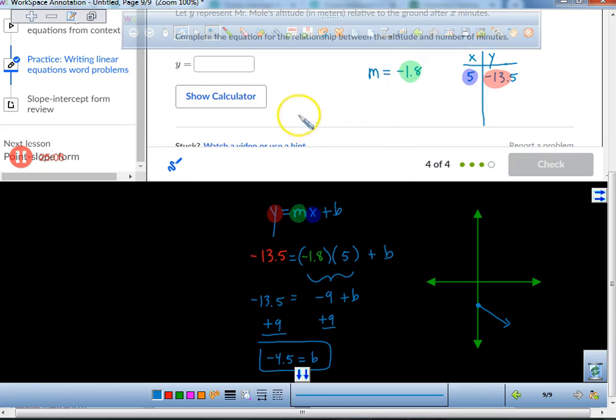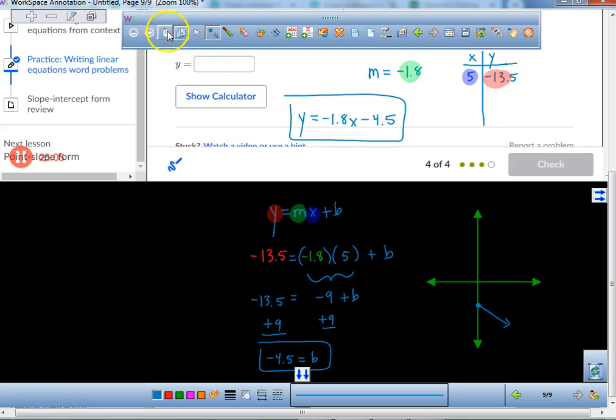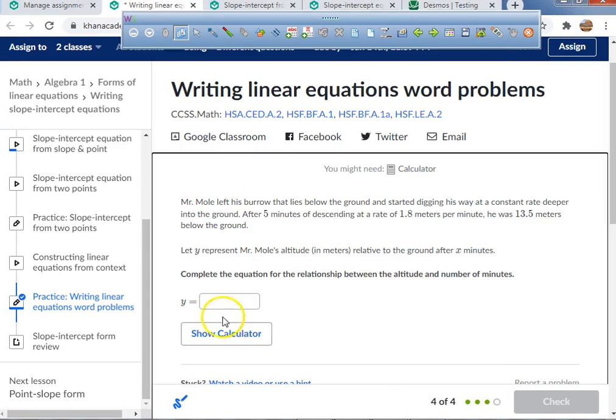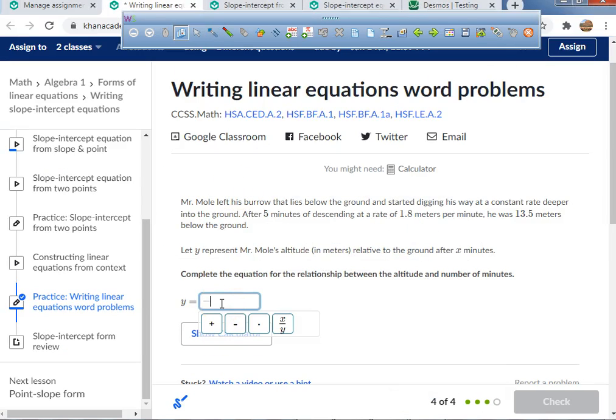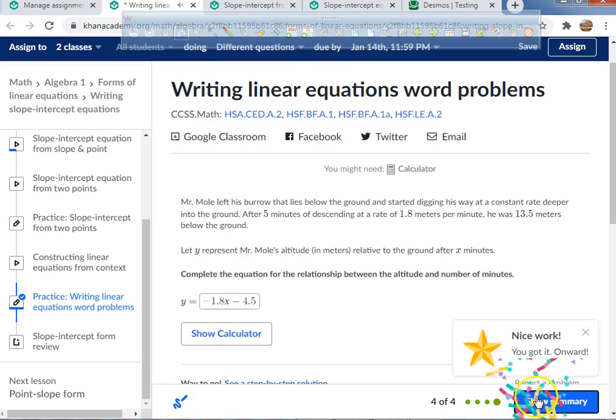So my answer that I'm going to write in Khan Academy is y equals negative 1.8x minus 4.5. That's my slope, and that's my y-intercept. So I'll go ahead and write that in now. Negative 1.8x minus 4.5. Make sure I typed it in. There we go. All right, this takes a little bit more time and effort.